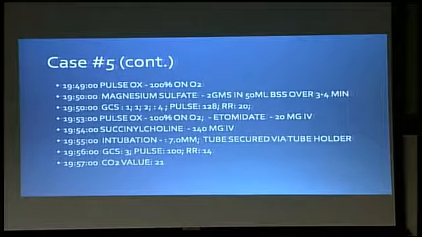Pulse ox is 100%. Got some magnesium sulfate, 2 grams over 3 to 4 minutes. Reasonable under the circumstances, thinking, of course, that this is eclampsia, toxemia. Got some etomidate, succinylcholine, intubated well. Okay, CO2 value is 21.